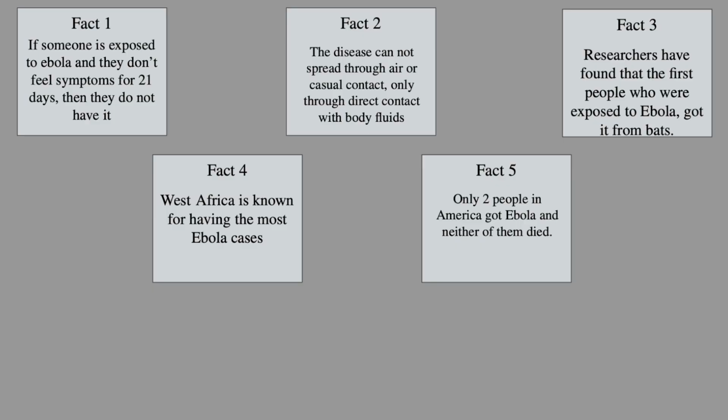Here are some facts about Ebola. If someone is exposed to Ebola and they don't feel symptoms for 21 days, then they do not have it. The disease cannot spread through air or casual contact, only through direct contact with bodily fluids. Researchers have found that the first people who were exposed to Ebola got it from bats. West Africa is known for having the most Ebola cases. And finally, only 2 people in America got Ebola and neither of them died.